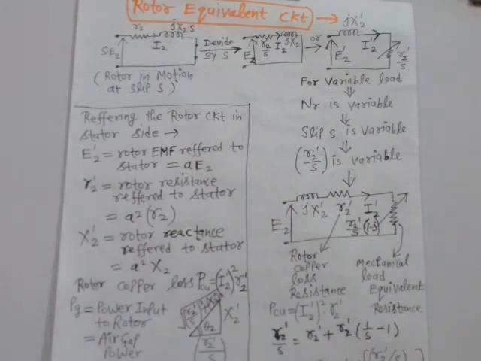Now Pg is representing power input to rotor. It is E2 dash I2 dash cos phi 2. Simply like P is equal to VI cos phi, you have written this E2 dash I2 dash cos phi 2, right? E2 dash is rotor winding voltage, I2 dash is rotor winding current, and this cos phi 2 is rotor winding power factor, right?